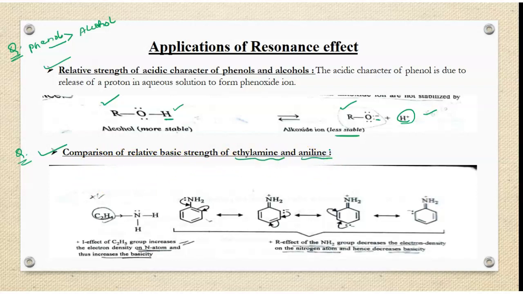So a straight question can be asked like this: compare the relative basic strength of your ethylamine and aniline. So you can see, this is the structure of your ethylamine and these are the resonating structures of your aniline. So in case of ethylamine, you can see that there is a plus I effect, that is electron donating effect, due to this alkyl C2H5 present over here.